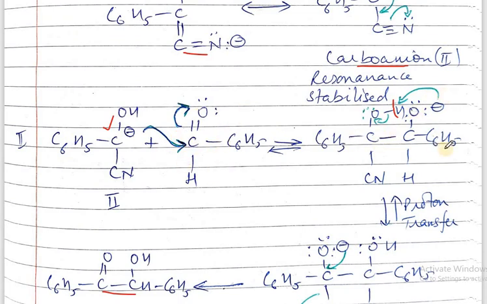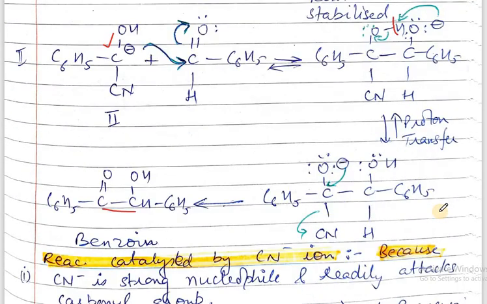Then the proton transfer takes place in this. After the proton transfer, this negative charge moves to this, and this CN, being a good leaving group, leaves the carbon, and we get this benzoin.